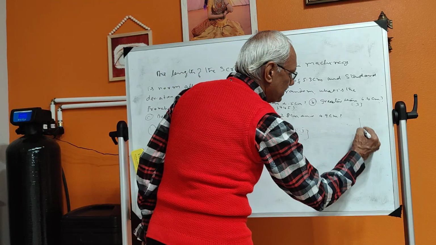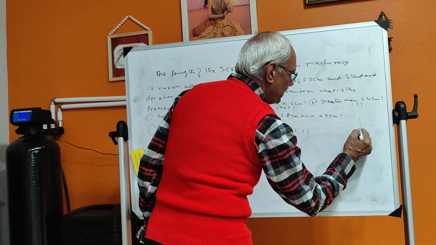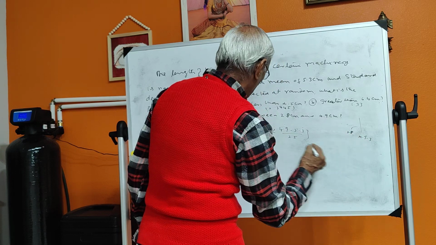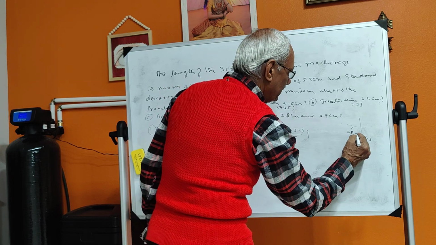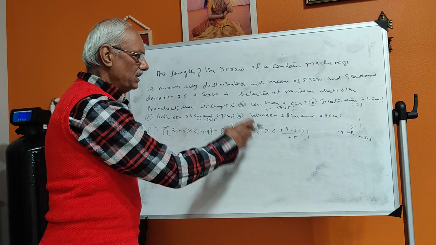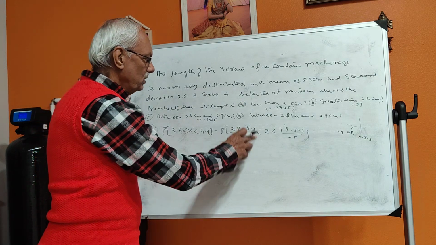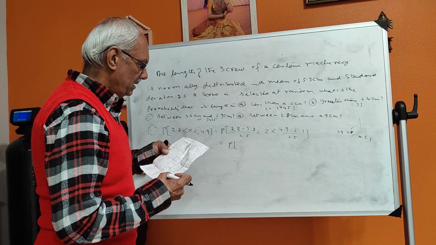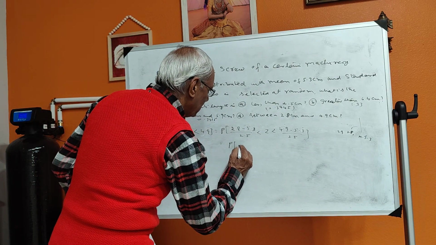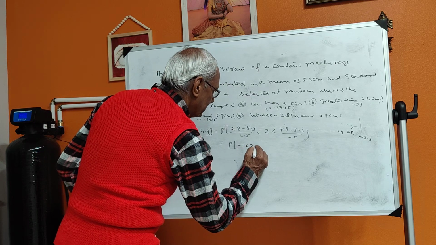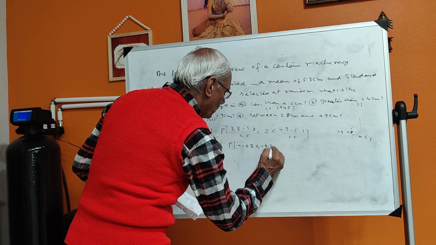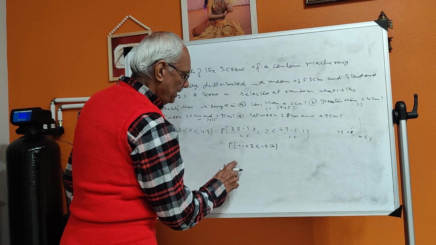Because mu is 5.3, you see 2.8 lies to the left, and 4.9 is also lying to the left. Since they are lying to the left, it will be a negative quantity. When you do this simplification, you will get minus 1 less than z less than minus 0.16.